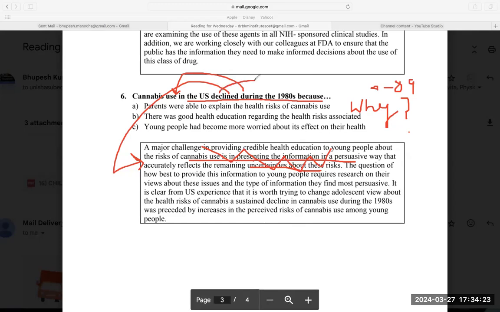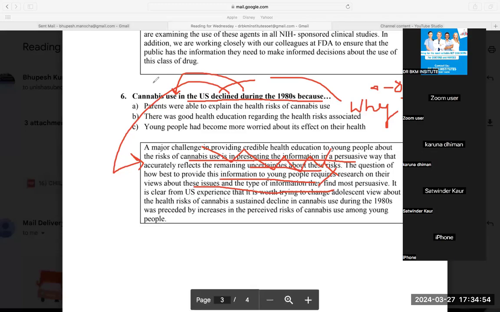The cannabis use declined. Why? That is my question again. Why did cannabis use decline? So it was not given in the first line. You don't read it again. Don't waste your time. The question of how best to provide this information requires research on their issues, type of information. Again, the second line does not have my question. Answer again. That is how you save your time and energy, and you stay focused. Focus on the keywords of the question. Never forget the question.